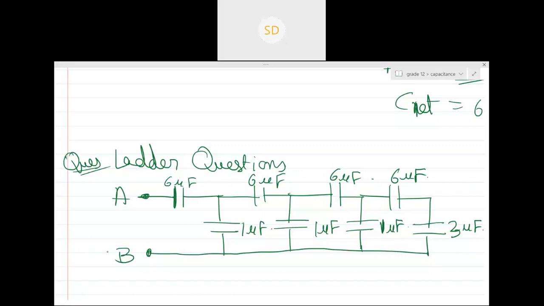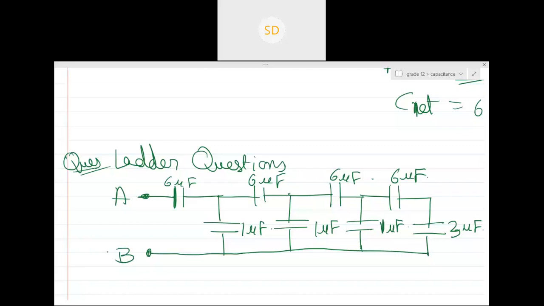So these type of questions are basically called ladder questions. Ladder questions will come in the current electricity chapter itself. Over there, I'll give the same type of questions. I'll not solve them. I'll give them as homework because I'm telling you how to solve these type of questions in capacitors itself. We will not be wasting time on the same exact question. Although the formula will be different, the approach will be the same.